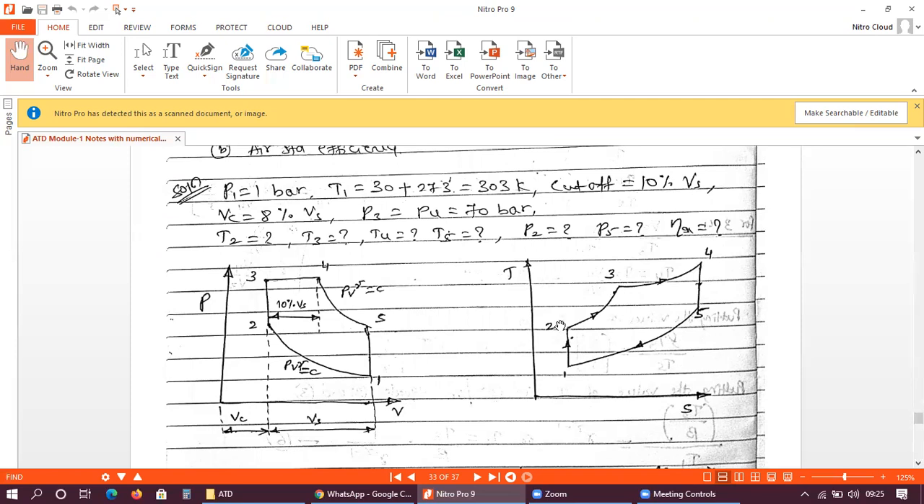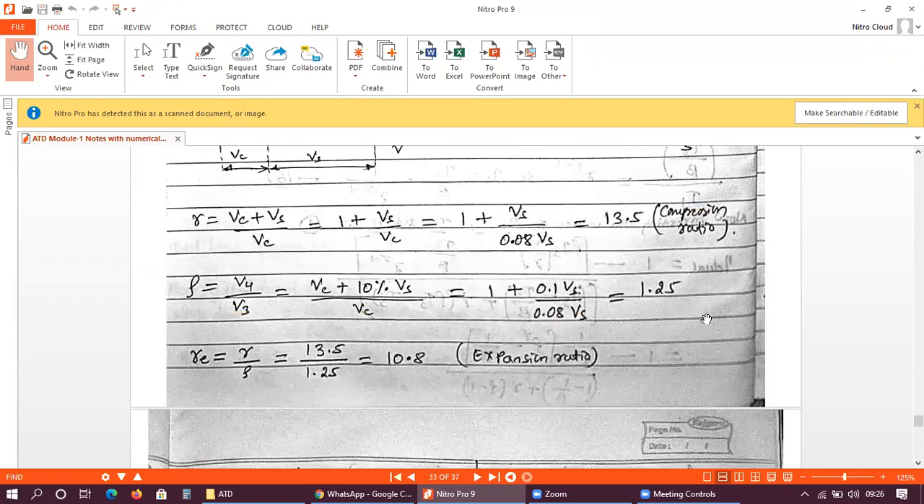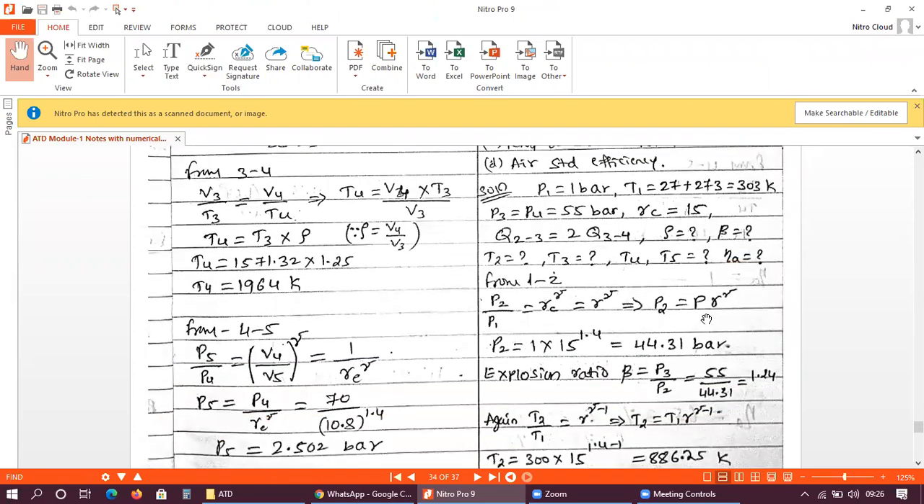As you can see, T3 is this point during the process 2 to 3S. This is the point where we have just calculated the value of T3. Similarly, T4 also needs to be calculated, along with T5. So now we'll go with that part.